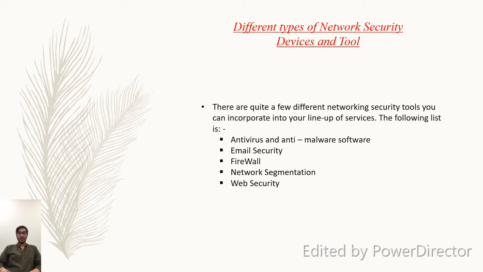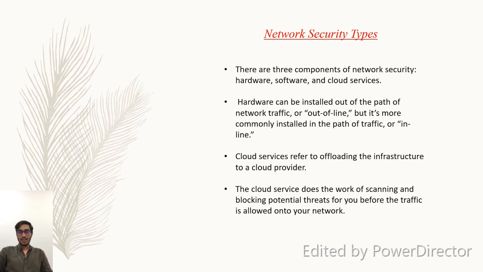Now we will see the different types of network security tools. There are quite a few types of network security tools that you can incorporate into your network: antivirus and anti-malware software, email security, firewall, web security, and network segmentation. Now let's see how many types of network security there are. Network security works to keep the network safe from cyber attacks, hacking attempts, and employee negligence. There are three components of network security: hardware, software, and cloud service.